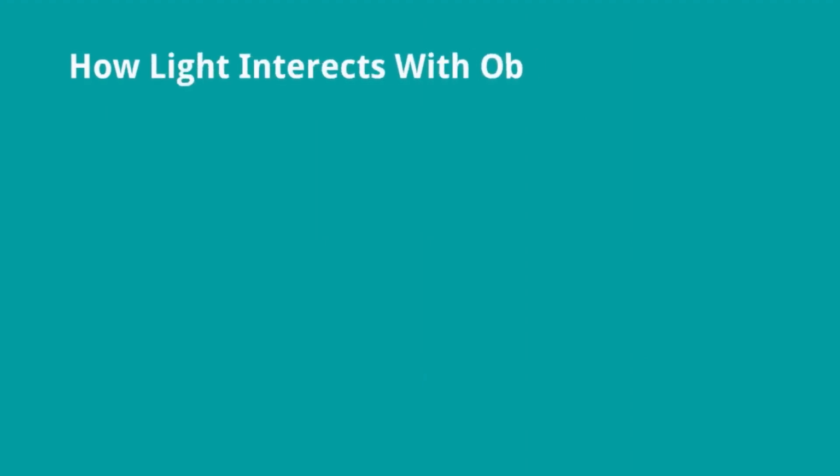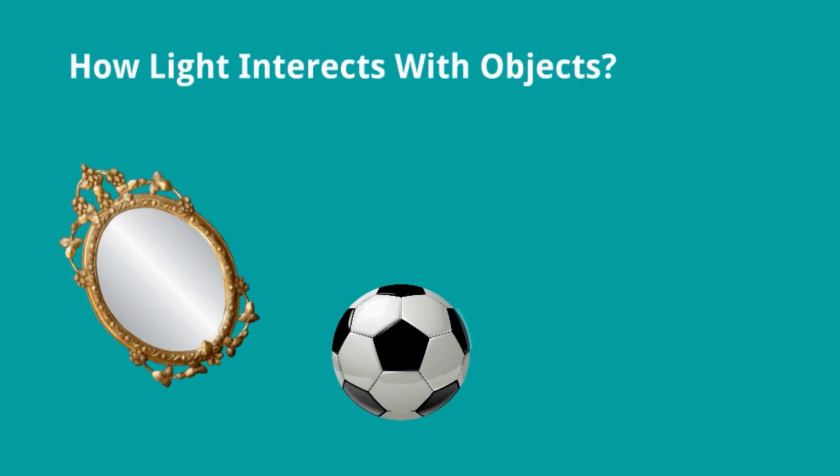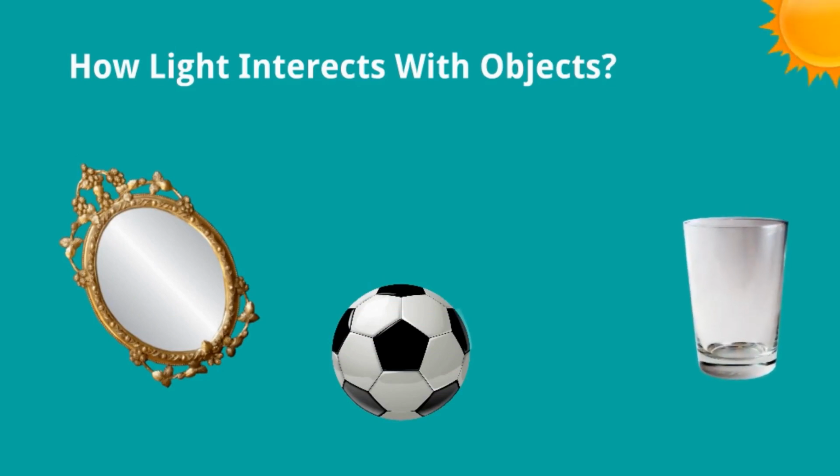How light interacts with objects. Let us consider some objects like a mirror or a football or glass. And light comes from the source and interacts differently with different matter. Light is coming from the source and falling on the mirror and it is reflected. So this is reflection.